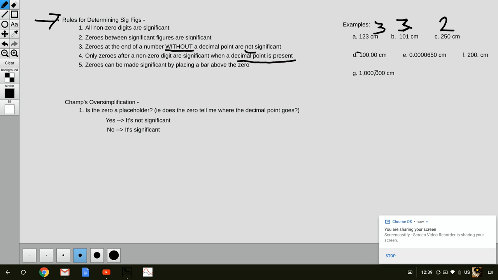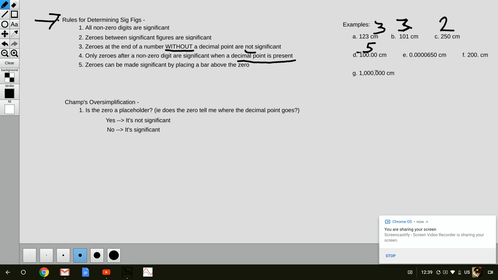Okay, so we look down here at D. Now we do have a decimal point, so we're at rule 4 here, okay? And it says only zeros after a non-zero digit are significant when a decimal point is present. Well, there is a decimal point present, okay? So that means any 0 to the right of a non-zero is significant. So in this case, 1, 2, 3, 4, 5, all 5 digits are significant.